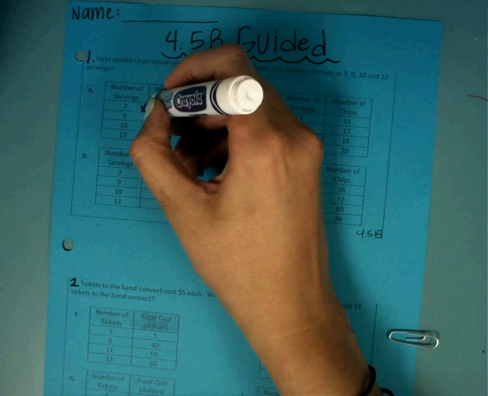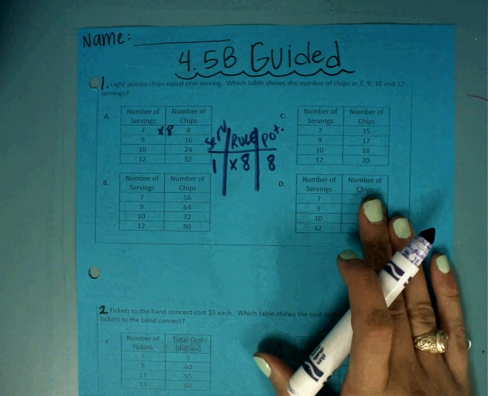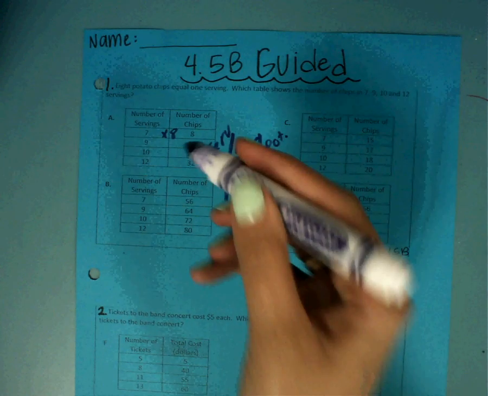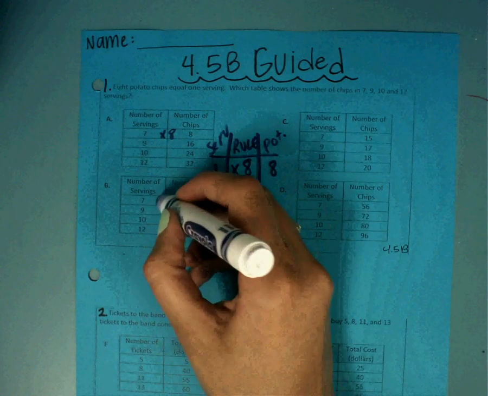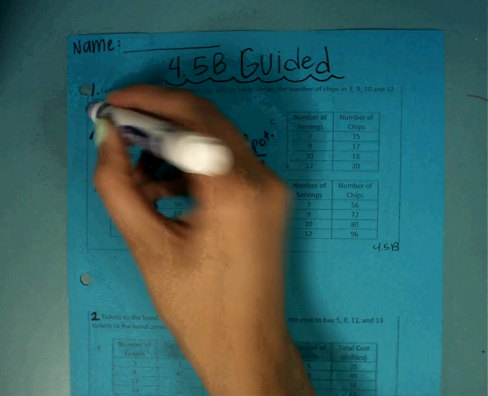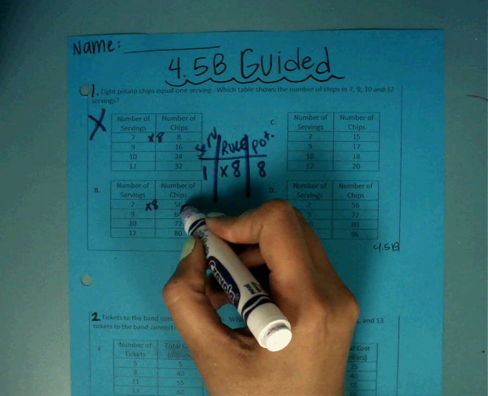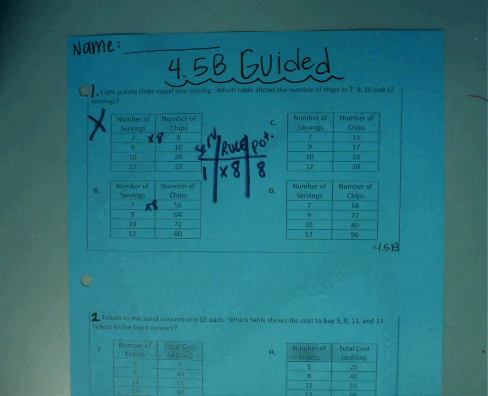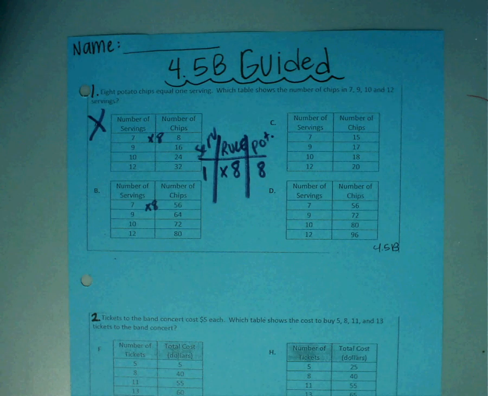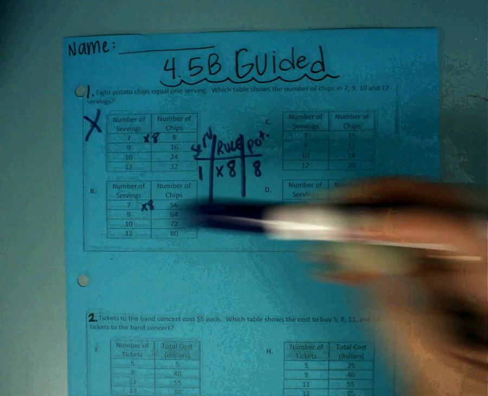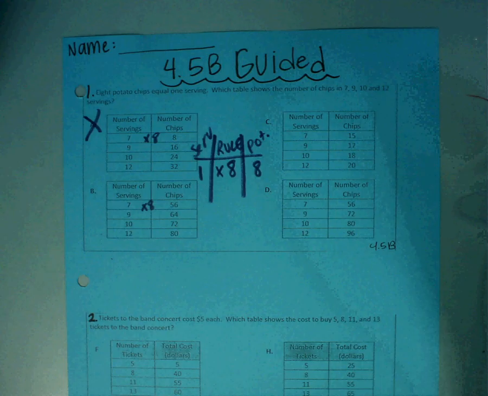Is 7 times 8 equal 8? No, it does not. What about 7 times 8 on this one? So it can't be A. 7 times 8, does that equal 56? Yes, it does. Guess what? A lot of you picked B. You know why? Because you didn't check it for all the other ones, did you?